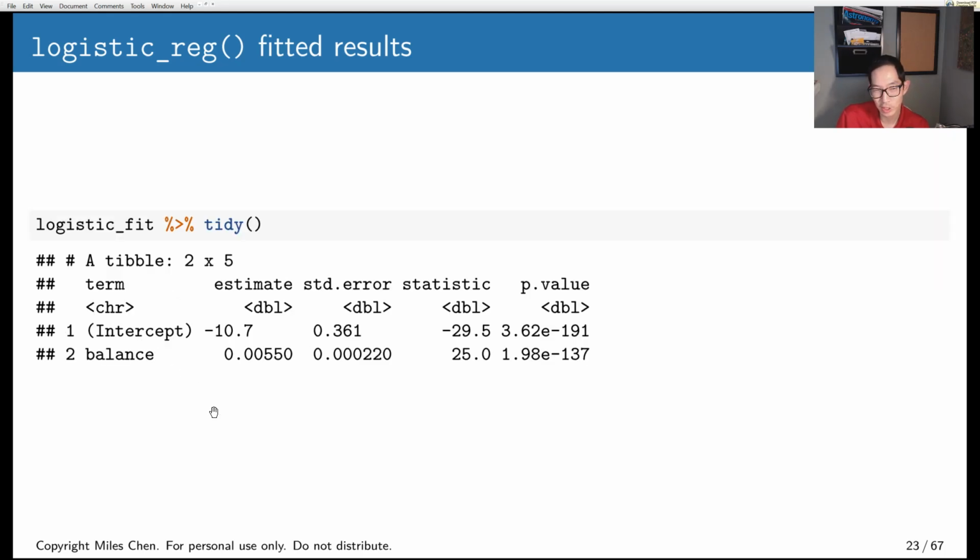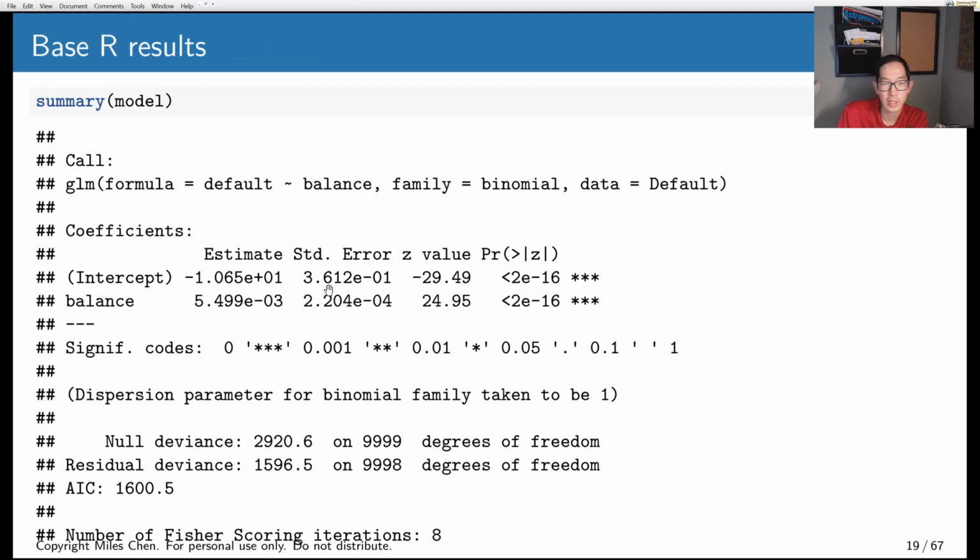If you want that summary table, you can get it too. You just call tidy on the resulting fit, right? And so with tidy, we get negative 10.7, 0.00550. The default behavior of tidy is to show 3 significant figures, and so that's why it's rounding it off to negative 10.7 and 0.00550. But if you want more significant figures, you can specify those arguments there. Okay, your standard error, we get 0.361 and 0.000220. Again, same values that show up in the summary table over here.